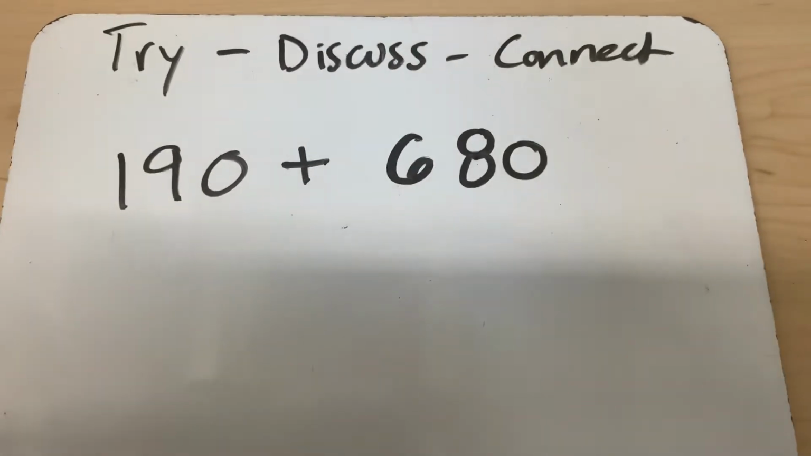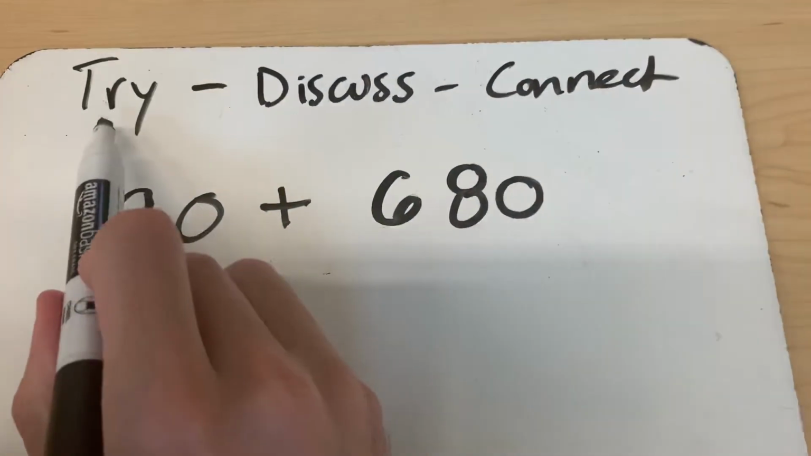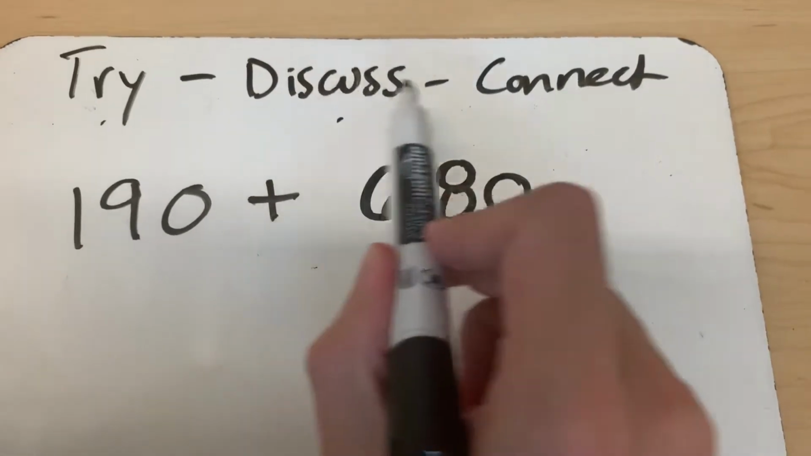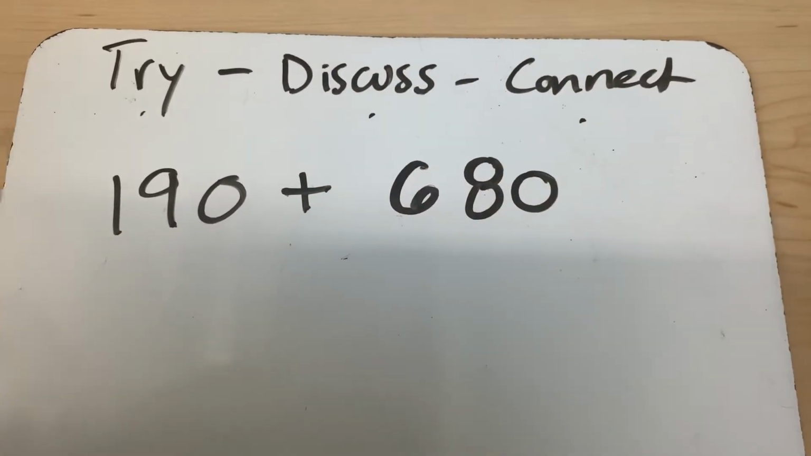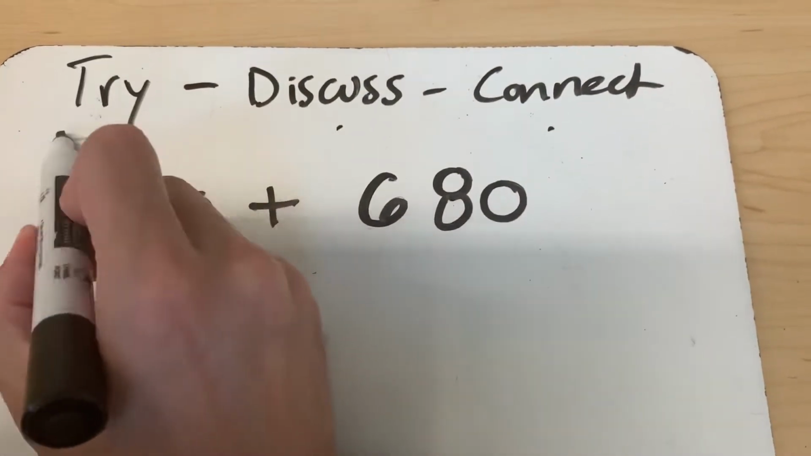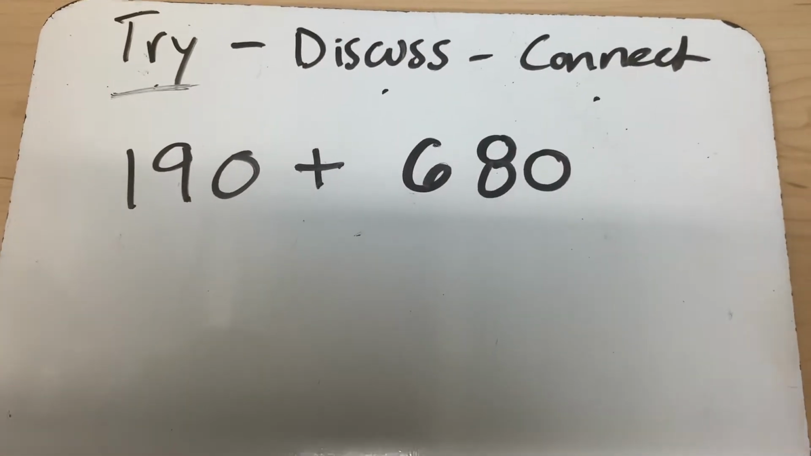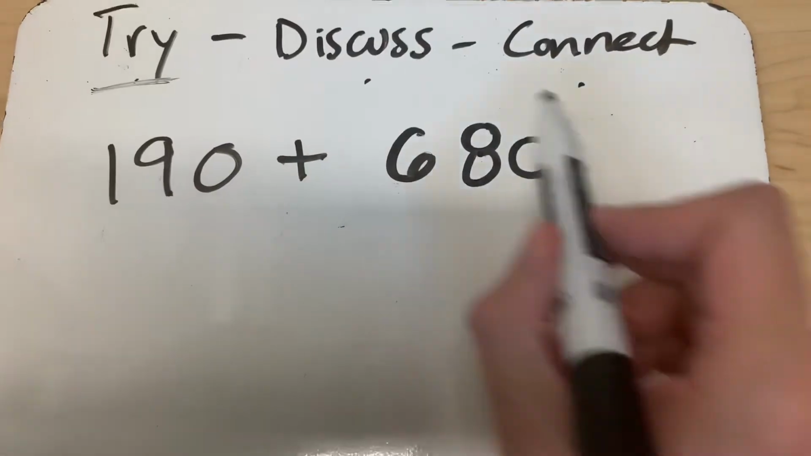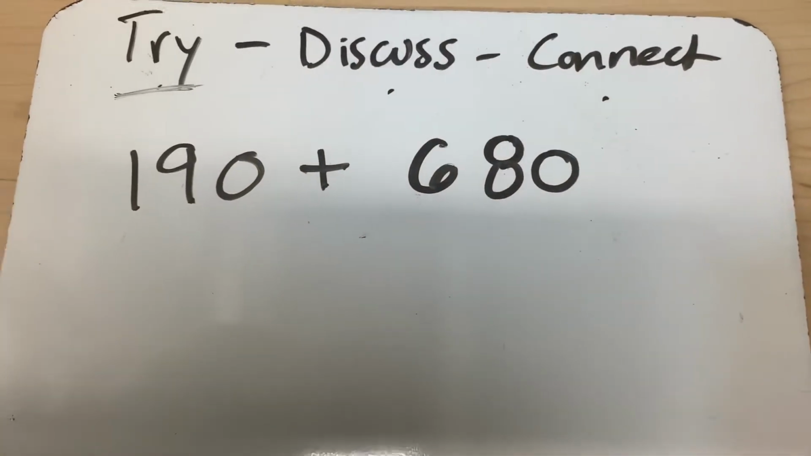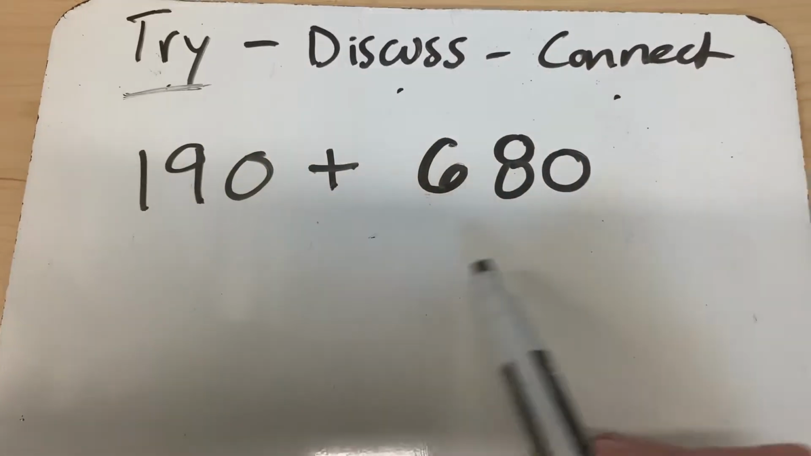Today in math, we continued practicing using our try, discuss, connect routine. The first step is we try. So when we try, we have a problem. We try to understand the problem. What are we doing here?